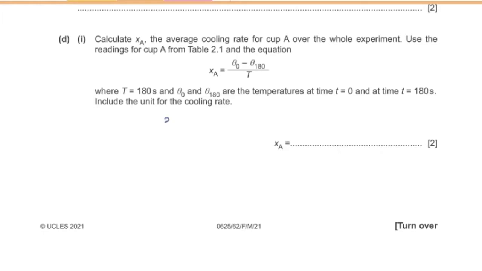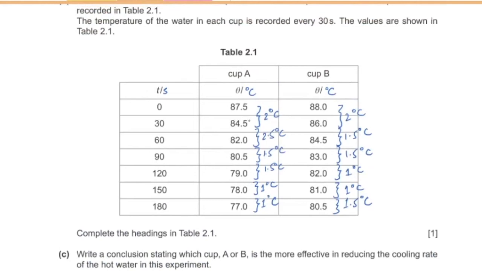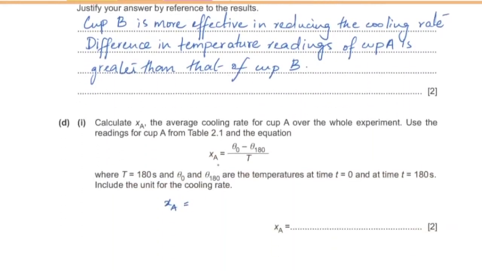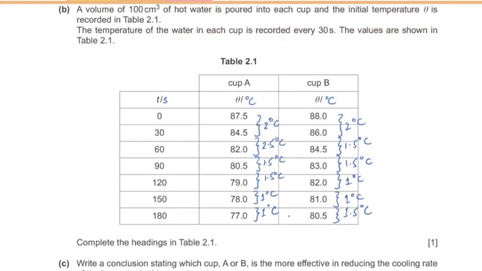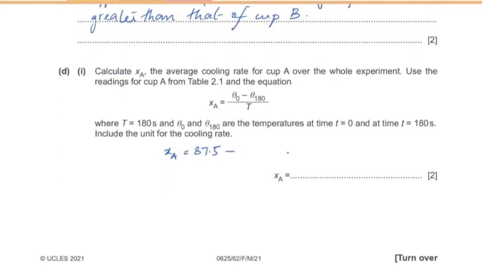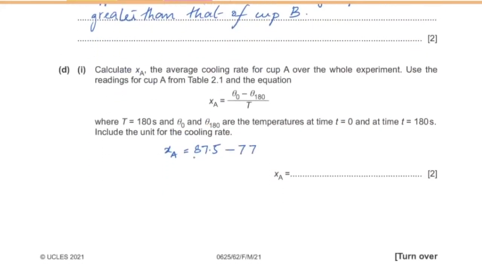So the average cooling rate for cup A is equal to the temperature at time T equals 0 for cup A, which is 87.5 degrees Celsius, minus the temperature of cup A at T equals 180 seconds, which is 77 degrees Celsius, divided by capital T, which states over here that it is 180 seconds. So the average cooling rate for cup A is equal to 0.058, and this was in degrees Celsius while this was in seconds, so degrees Celsius per second.